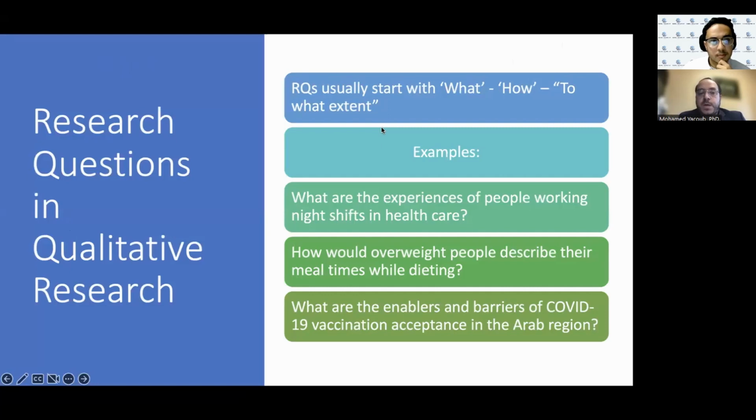Now, when it comes to the research design, research questions. In qualitative, usually we ask questions with what, how, to what extent. These are just examples, like what are the experiences of people working night shifts in healthcare? I think the vast majority of you are doctors, medical doctors or medical students. So what if you want to understand the experiences of people working night shifts in healthcare? This is a qualitative study if you ask the question this way, because the topic is there.